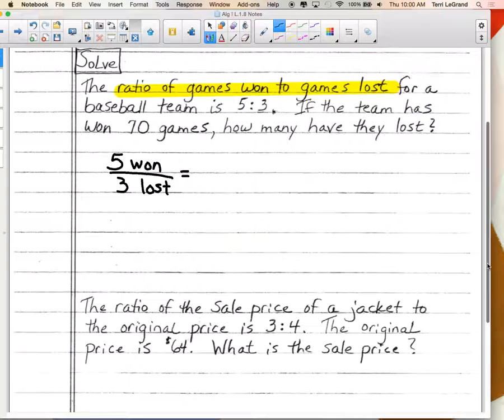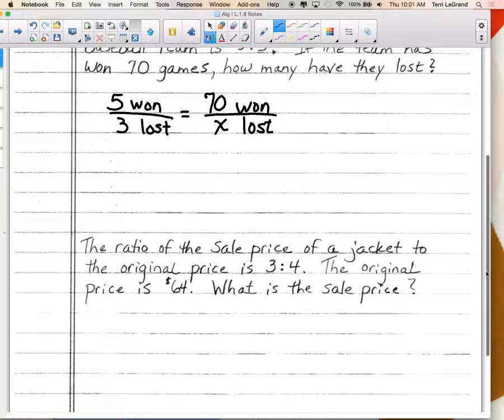70 over X. 70, right? We're going to put labels in our proportion, just our setup, okay? 70 won, and you wanted X lost. So now we have a proportion to solve. We can use cross products, or we can use the other method that you like. You can figure out what times 5 gives you 70 and multiply the numerator and the denominator by that. So go ahead, solve this. Now you don't have to keep your labels in while you're solving, but in the end, when you get your answer, you're going to give a label to your answer.